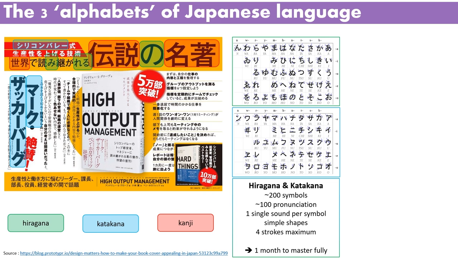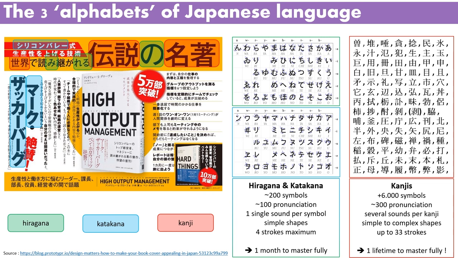Now kanji, it's a different story. There are more than 6,000 symbols, and this is actually the number you need to know if you want to pass successfully the most difficult level, level 1, of the Kanken exam. There are around 300 different pronunciations. A kanji can have several pronunciations itself. And the shapes can be simple to complex, up to 33 strokes in a single kanji. So it's not an exaggeration to say that it takes a full lifetime to master the kanjis, if it is at all possible.